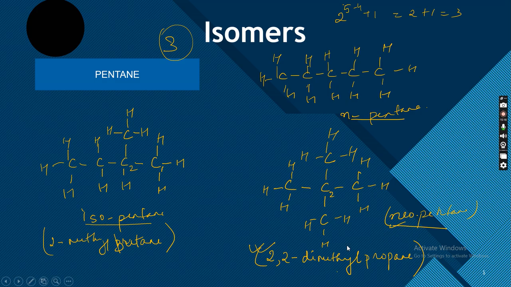Either butane or pentane will generally come for your exam. They don't give you hexane and all. They might tell you to draw any two structures of pentane or any two structures of hexane. The same way you can draw: one you can draw straight, one like this, and one like this also. Remaining ones you put like that. Whichever you feel comfortable with, you do it. So these are the three isomers of pentane.